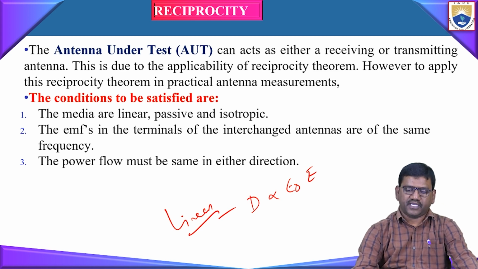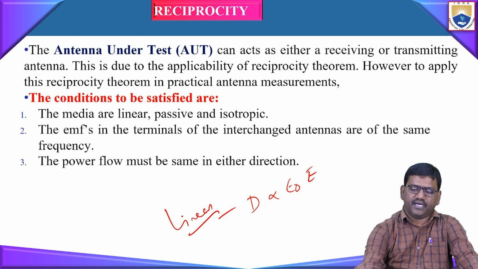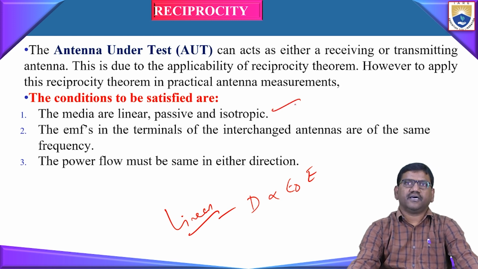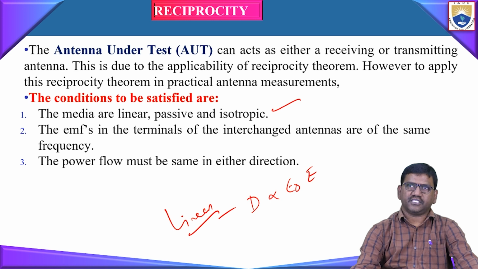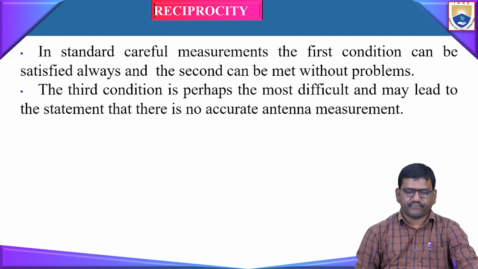So the media must be passive, so we must get the energy from the main antenna through the process of electromagnetic coupling, and isotropic. That means a point source which radiates uniformly in all directions, we call it an isotropic. So the media must be linear, passive, and isotropic. The EMFs in the terminals of the interchanged antennas are of the same frequency. The power flow must be the same in either direction.